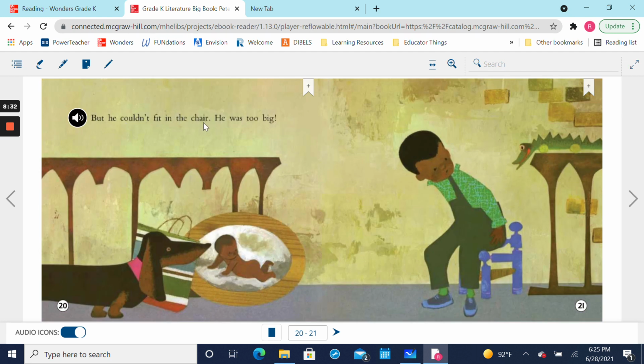But he couldn't fit in the chair. He was too big.